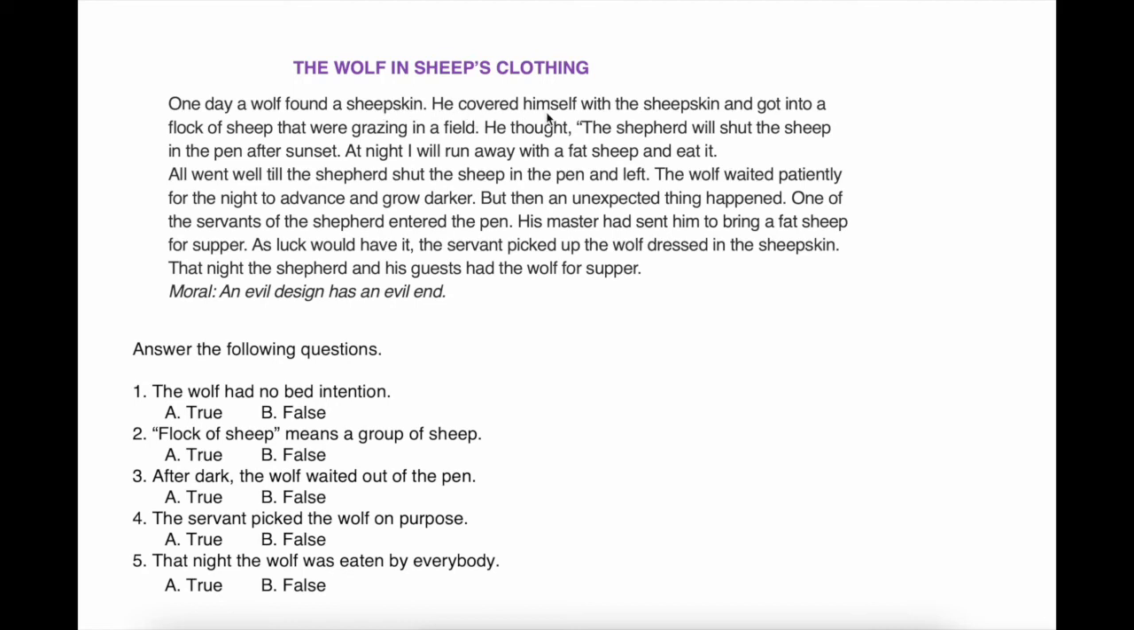He covered himself with the sheep's skin and got into a flock of sheep that were grazing in a field. Graze means, animals go to pastures or the grassy field and they eat grass. That is graze, otlamak. He thought the shepherd will shut the sheep in the pen after sunset.